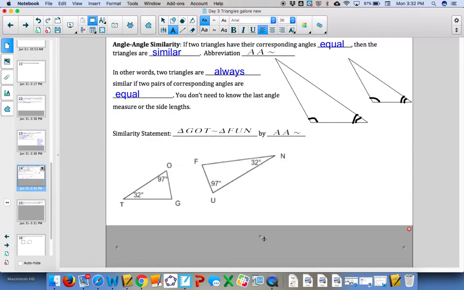So for the example here, if I start with this unmarked angle, angle G, and then I go to angle O and then angle T, I would have to name the second triangle the same way. So I would start with F, and then go to U, which is the 97-degree angle, and then go to angle N. And I would know these triangles are similar by angle-angle similarity.